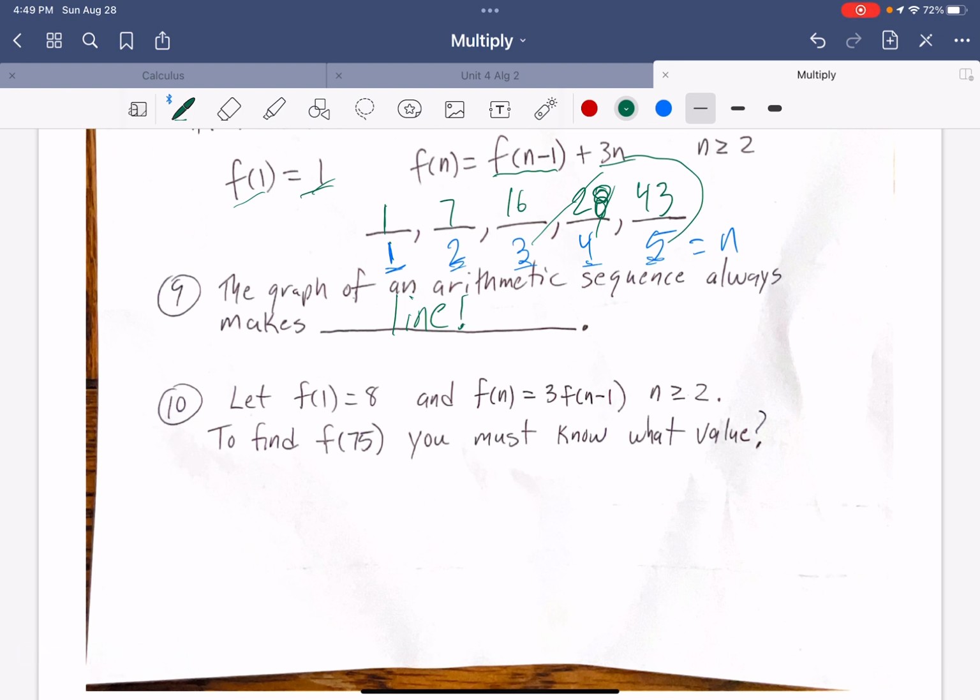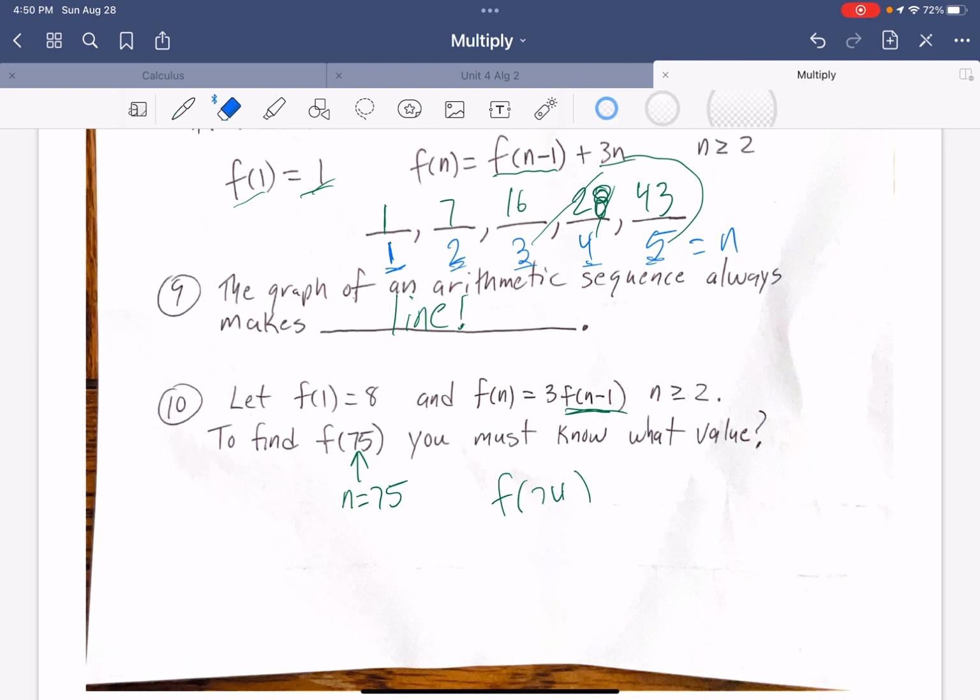First term, and we're supposed to say, okay, the first term is 8, and we have 3 times the previous term when n is greater than 2. And I want to know when n is 75. So n is equal to 75. So I know the first term. How am I going to get to the 75th term? Well, I would have to keep multiplying by 3 over and over again. But what do you really need to know? You need to know the previous term, right? So if you're going to find the 75th term, you would need to know f of 74.